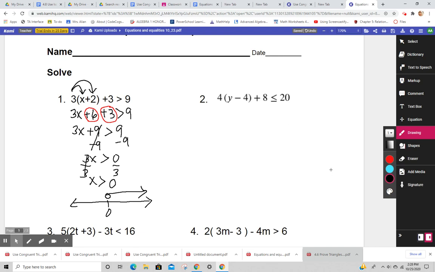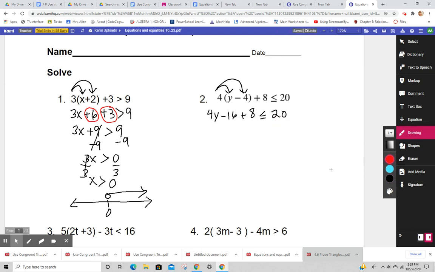Okay, this inequality also includes the distributive property, so we're going to distribute first. 4 times y will give us 4y. 4 times minus 4 is minus 16, plus 8 is less than or equal to 20.